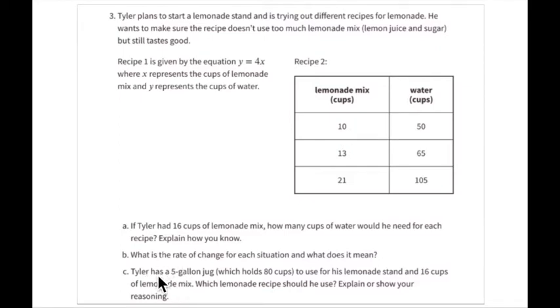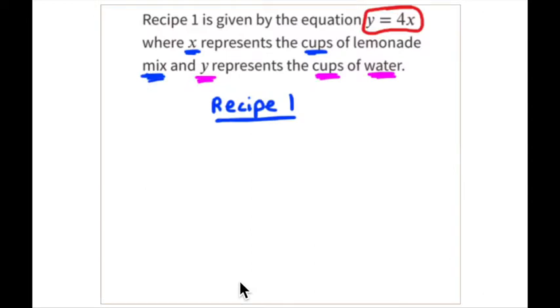And finally, this third problem is different than any problem that you've seen before. Basically, it's going to get at the question of, if you make your lemonade, how many total cups of lemonade do you have in the end? So you have a certain number of cups of water, a certain number of cups of mix, you put them together, how many total cups do you have in the end?